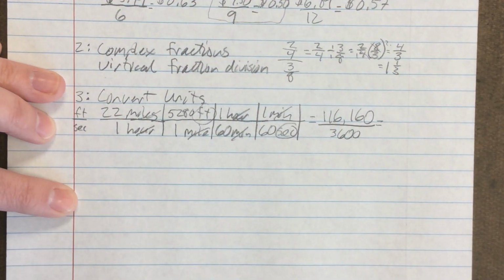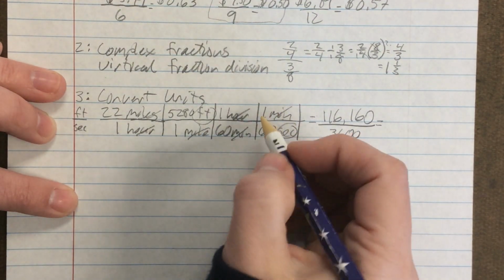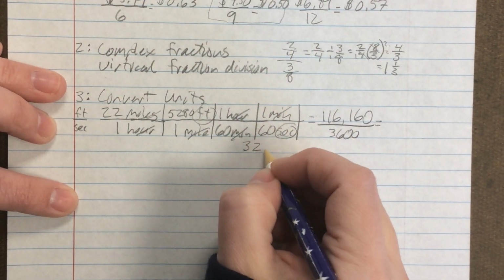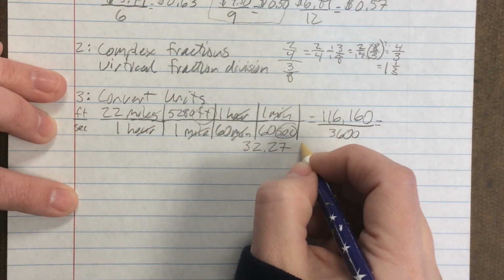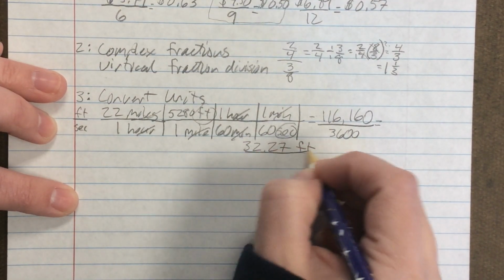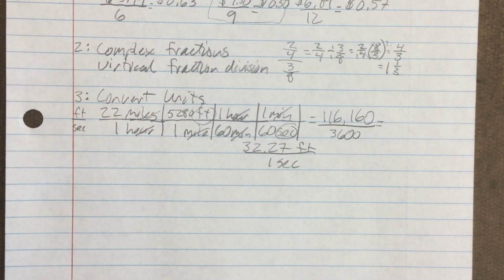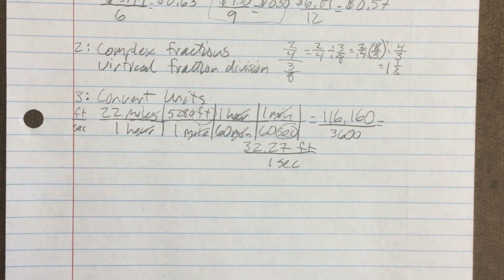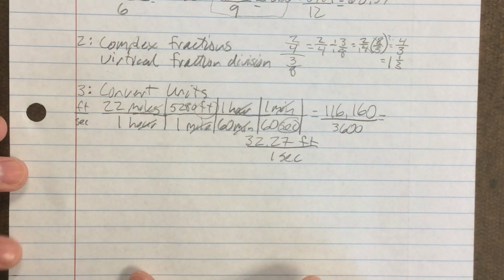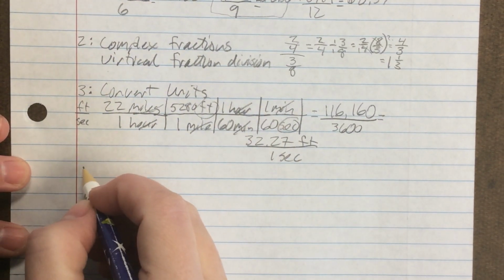And then if we do that division, we end up with 32.27 feet for every 1 second. That's a lot of feet in a second. Okay. The conversion on the test shouldn't be quite this complicated. But that's kind of the general idea.